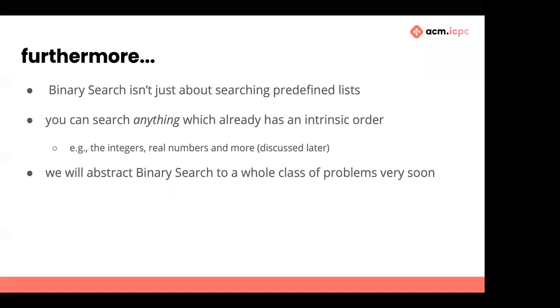But you don't actually have to have a concrete list of numbers, and you're going to see that in the next example, problem A, where this is the case. And we will abstract binary search to a bigger class of problems very soon after example A.